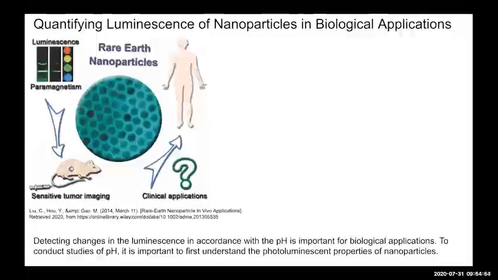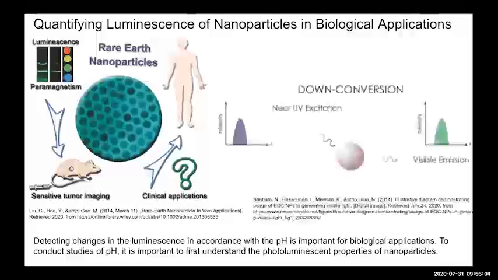The focus of my project was on how these nanoparticles would react to different environments, which can include changes in pH. There are different methods to rare earth fluorescence, such as up conversion and down conversion. For this project, down conversion was used, where you shine a high energy light on a crystal and you get a low energy light in return.